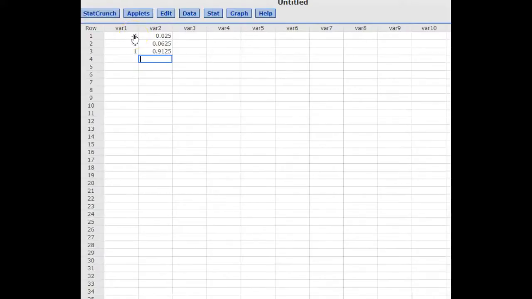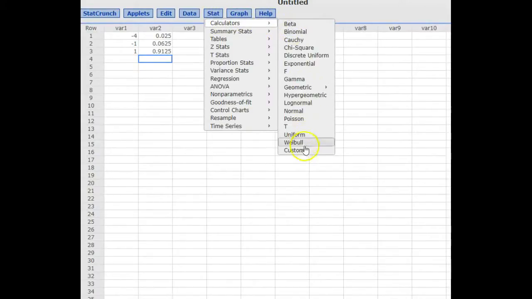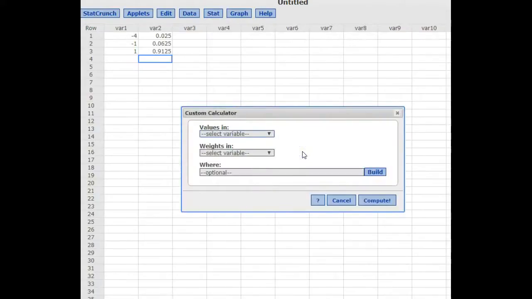I went out to Statcrunch and opened a blank data editor, and I put in my x values in one column and my probabilities in another column. Then to find the mean and the standard deviation, I'm going to go to Stat, Calculators, and all the way down to the bottom where it says Custom. In the Values inbox, I'm going to put in the column where I have my x values. That's var1 in this case. And the weights are my probabilities. Where it says weights in, I'm going to select my column where I put my probabilities.